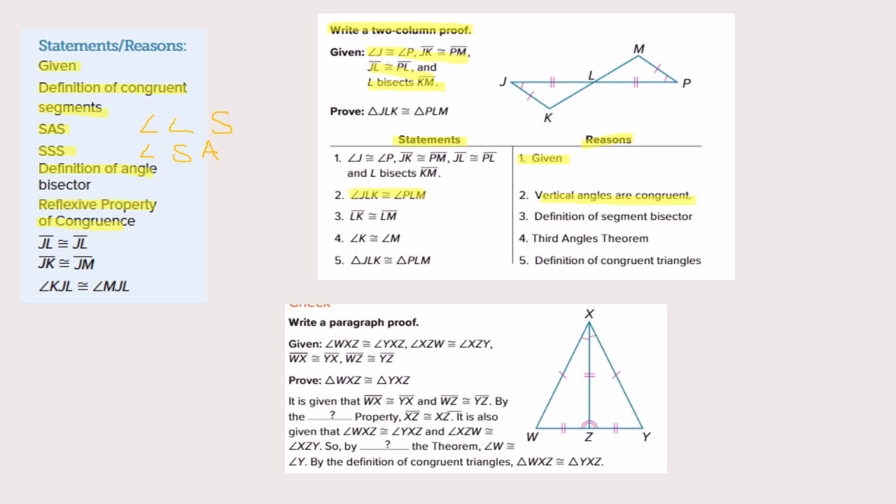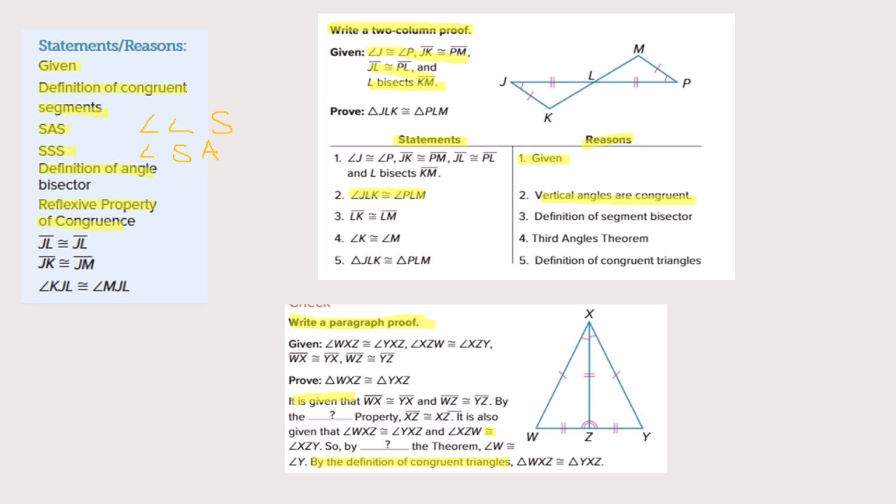In a paragraph proof, you don't write it in the column way. You are expected to write it as a story, right? Therefore, they call it the paragraph. There's a paragraph proof here. So once again, you start off with writing, it is given that whatever information, then you can use the property, either reflexive property. It is also given, right? So whatever is given, and then the theorems that we use, and then your final one would be by the definition of congruent triangles.